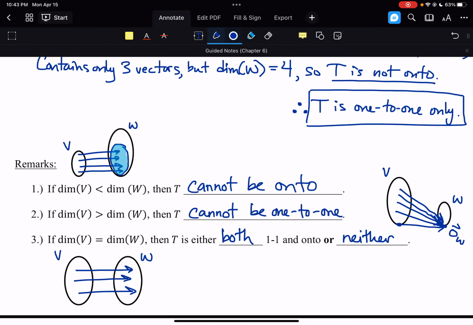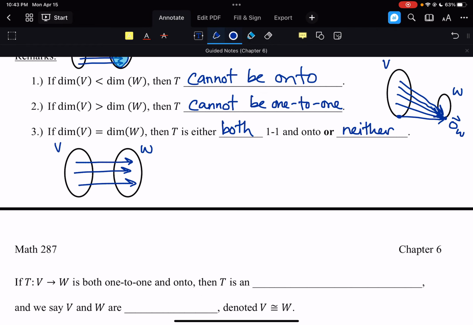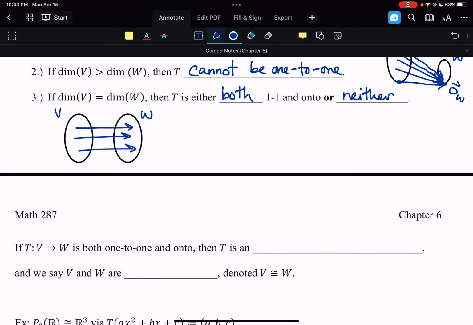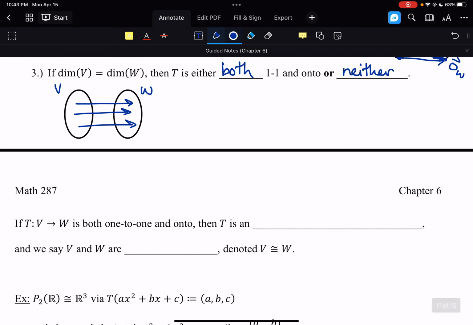In the event where we have a transformation that is both 1-to-1 and onto, this gets a special name. This type of transformation where it's 1-to-1 and onto is called an isomorphism.